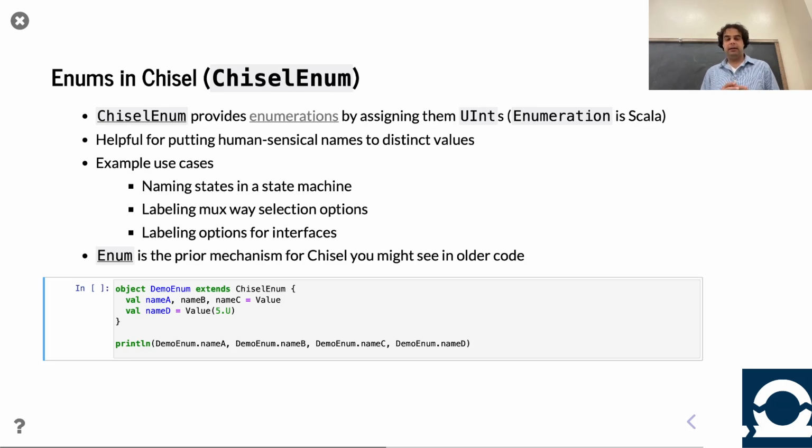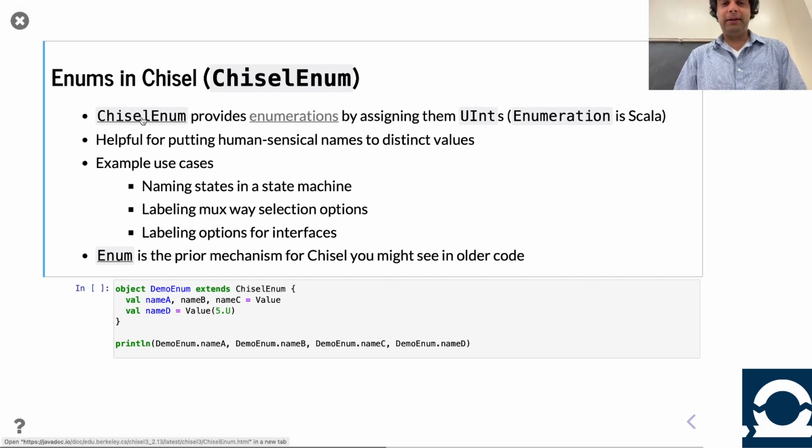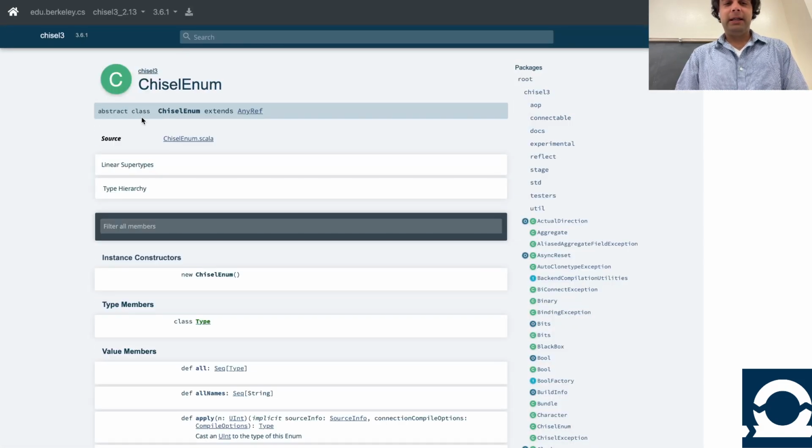If you're looking around documentation, some of these names are all very similar, so I try my best on the slide to differentiate them. Chisel enum is the construct to use. If you see very old Chisel code, you may see enum. That's the prior way in Chisel to do enumerations. This language is constantly evolving. Likewise, in Scala itself, not in Chisel, there's something called enumeration. So Chisel enum is the magic one. If you forget, you can use this link here and go read documentation.